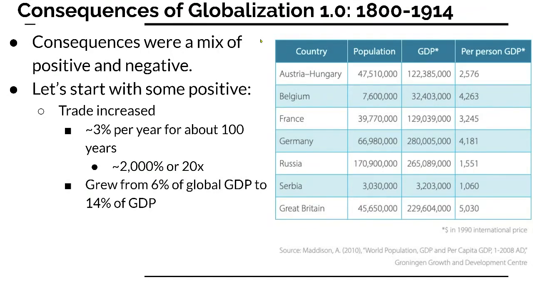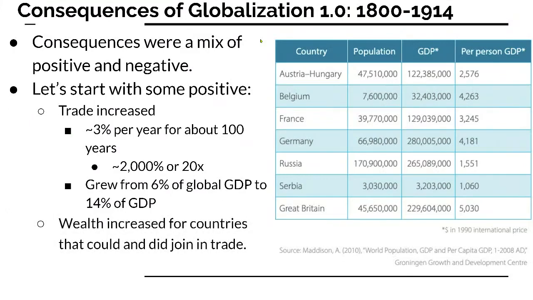And what trade contributed to the size of the global economy also went up dramatically, from 6% of the global economy to 14%, which is more than doubling. Now, trade in and of itself doesn't necessarily mean anything good or bad. Increases in trade, therefore, don't mean anything good or bad. But for the countries that were able to and did join in global trade, their wealth did increase.